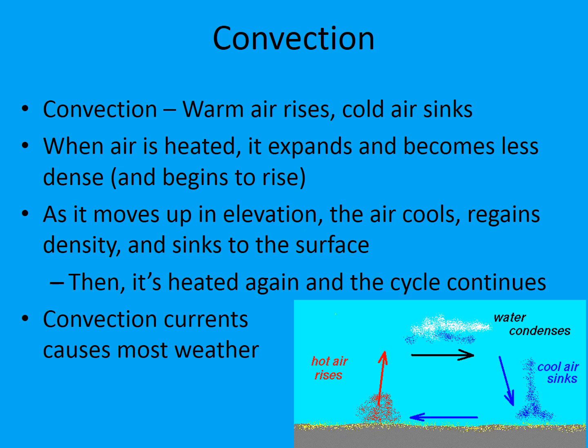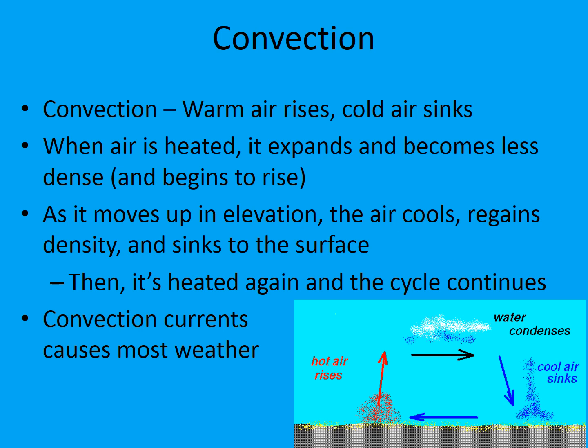Convection is warm air rises and cold air sinks. Now, when air is heated up through something called thermal expansion, it expands and becomes less dense. And if you remember, dense stuff is always found at the bottom, less dense stuff is found at the top. So the warm air rises. But we know as we go up in elevation, the air gets colder. So this warm air starts to cool down and it regains its density. And so it becomes dense and it sinks back down to the surface.